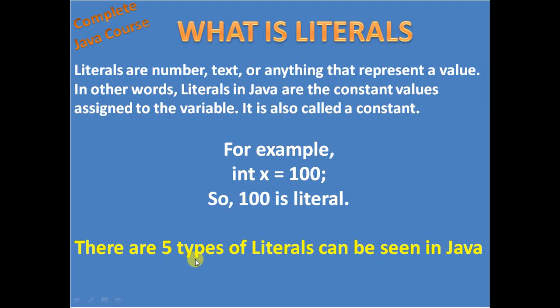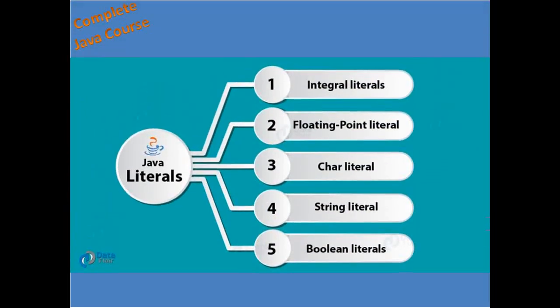There are 5 types of literals that can be seen in Java. Here you can see integral literal, floating point literal, char literal, string literal and boolean literals.